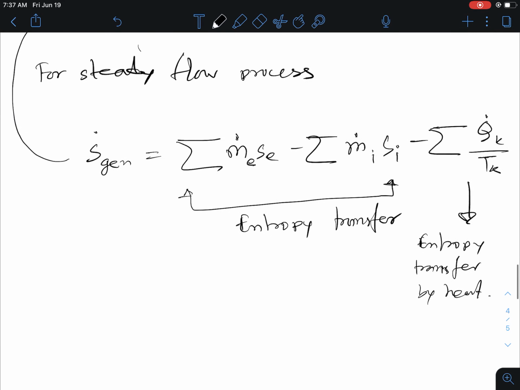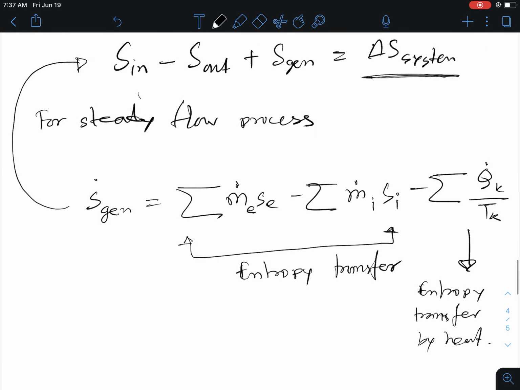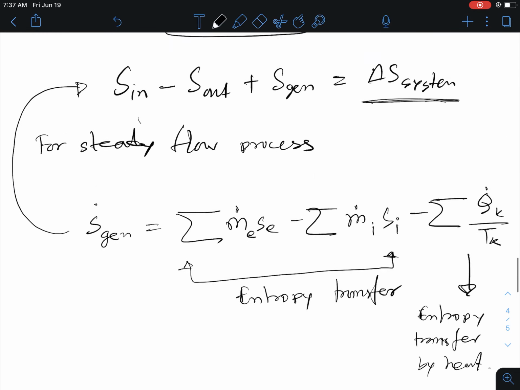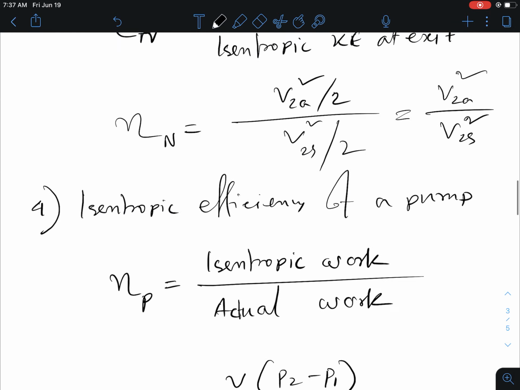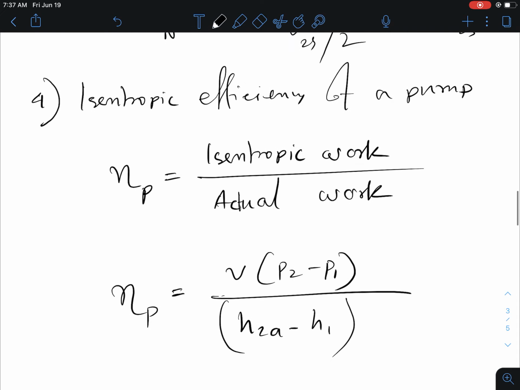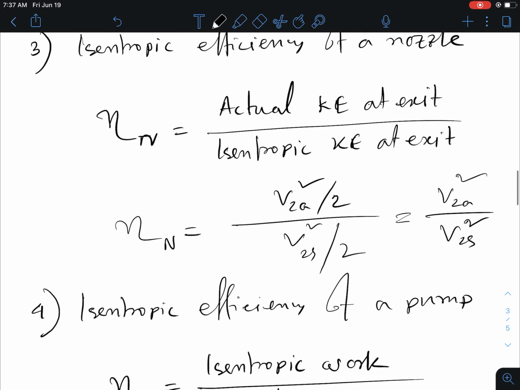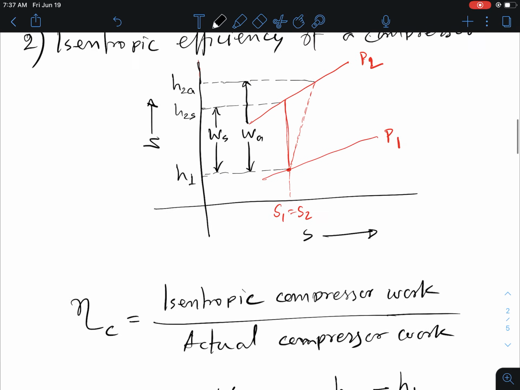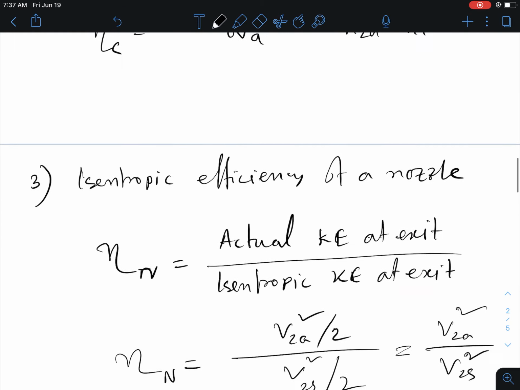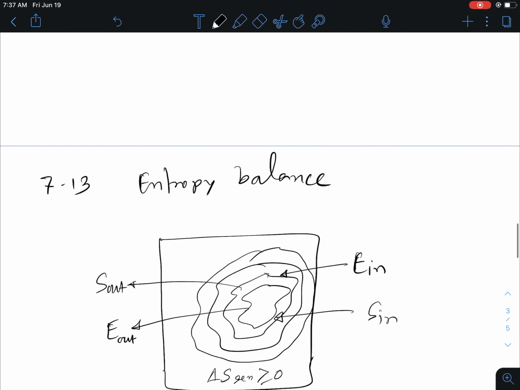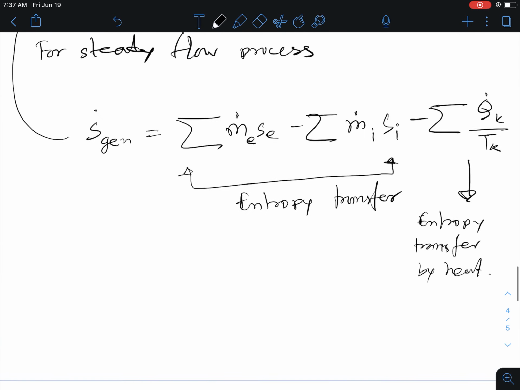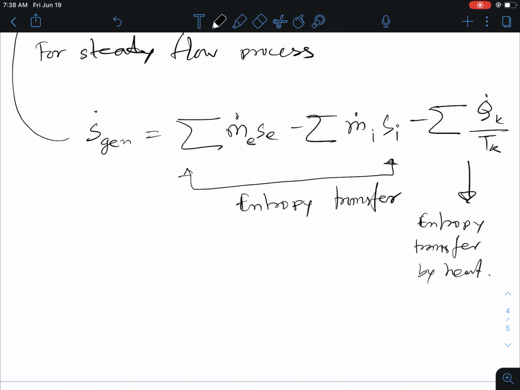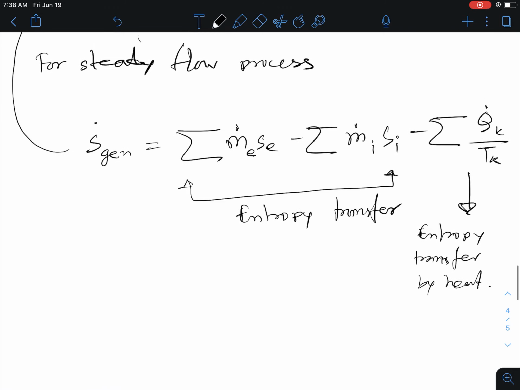I think that's all about the theory, and we are done with this entropy chapter. We'll do some problems based on isentropic processes as well as steady flow devices. For example, it could be a pump, a nozzle, a compressor or a turbine. So we'll do math problems based on this topic. That's all for this class, and thank you for watching this video.